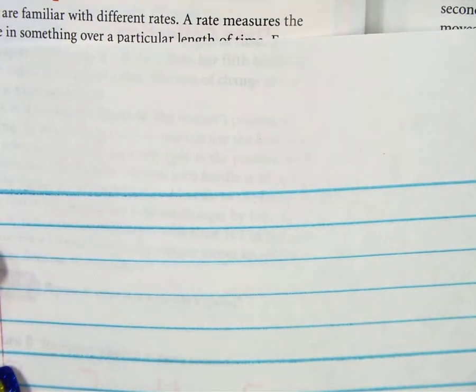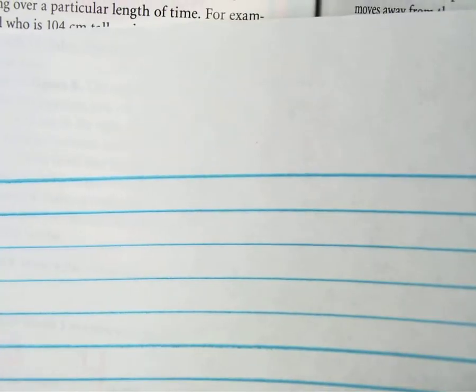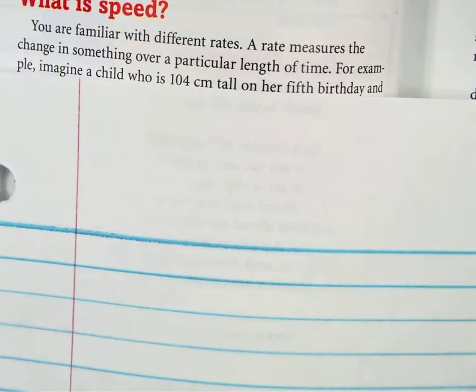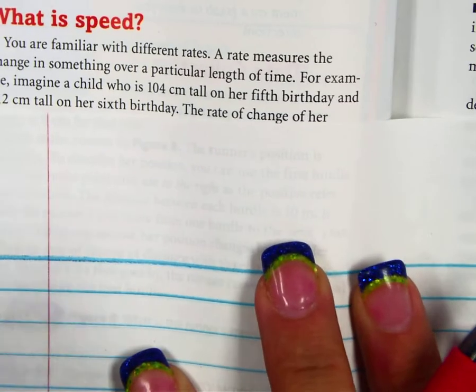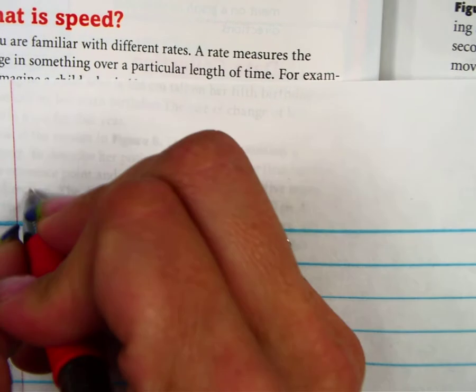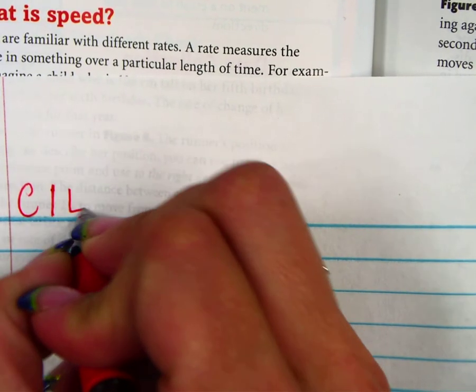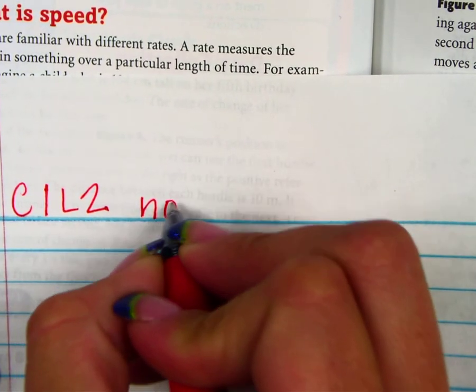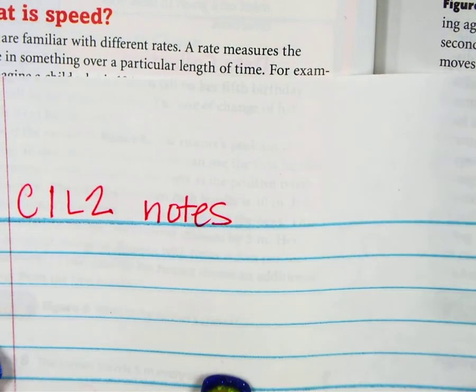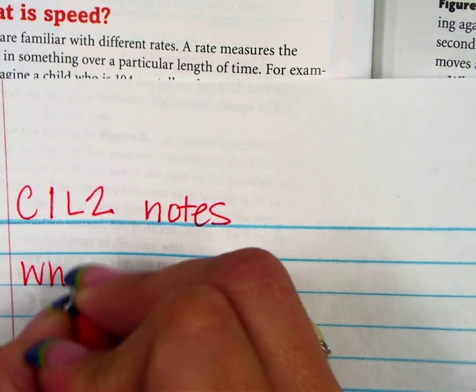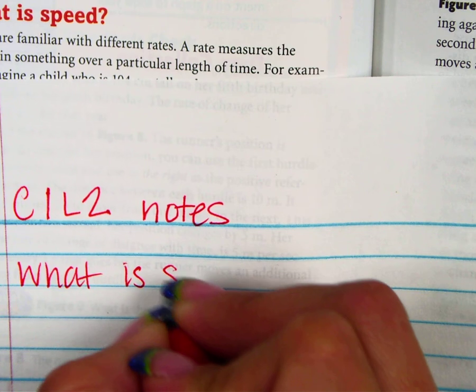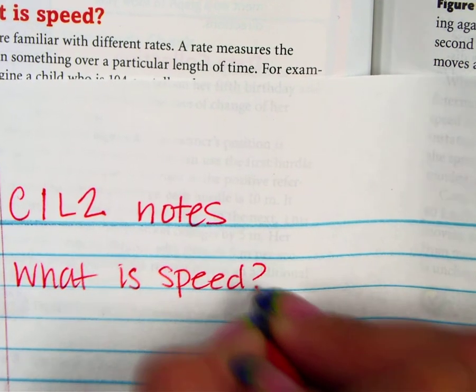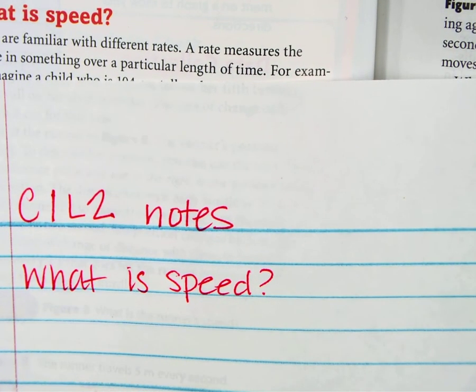So let's try. We're going to try one of these together. I'm going to do the first paragraph with you to get you started on how to take your notes. Okay, so I've enlarged the textbook so you can see it, but you should have your textbooks at home with you. I'm going to grab a sheet of paper so I can take notes along and model them. Now our first red heading is, I lost my red pen. Our first red heading is what is speed?